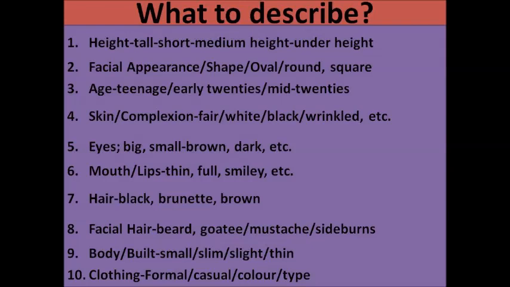So we need to talk about hair. Similarly, we have to talk about facial hair, like beard, goatee, mustache, sideburns. So what type of facial hair does that person have? We need to talk about that. Number 9, next we need to talk about body build. How is the body? Small, slim, slight, thin, fat, right? In this way we need to talk about the body also.